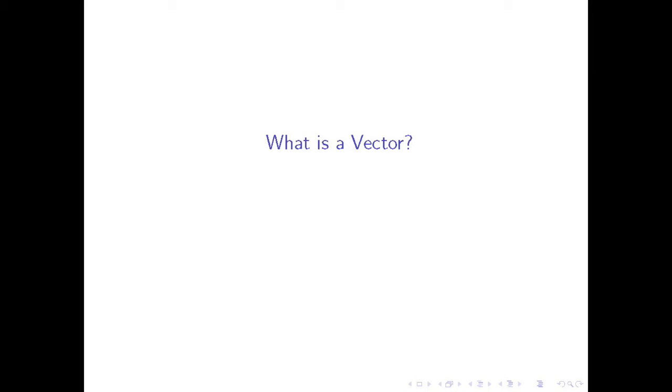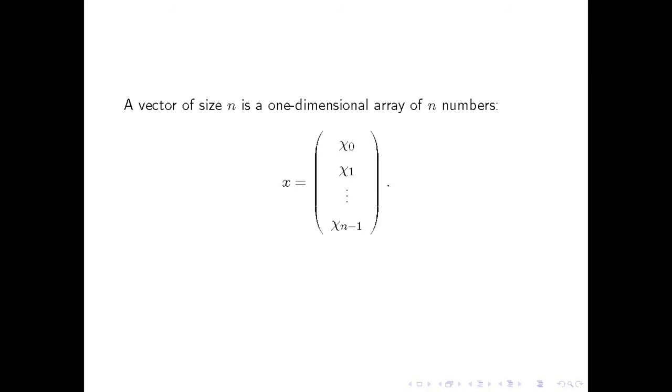We're going to start the week by reviewing what vectors are and what notations we're going to use throughout the course. For the purpose of this course, a vector is a one-dimensional array of n numbers where n is finite. The numbers will be referred to as the components or elements of the vector.